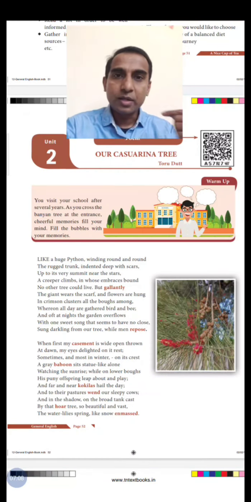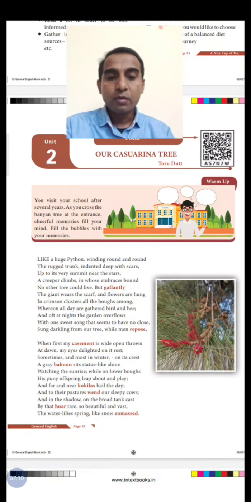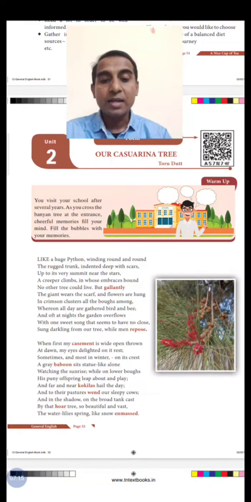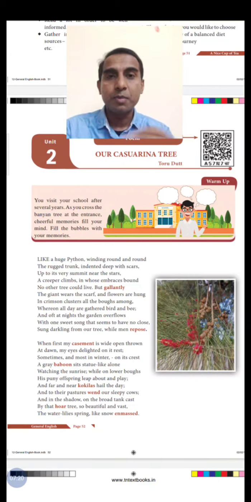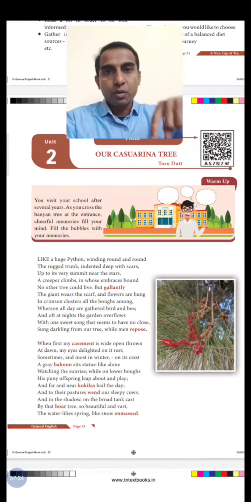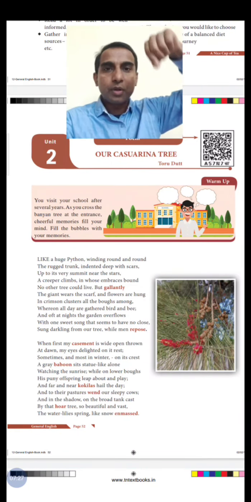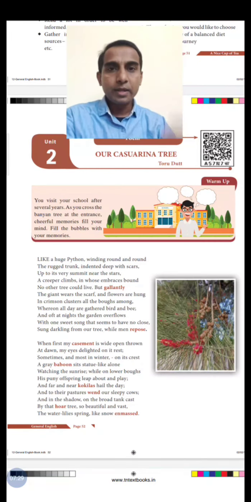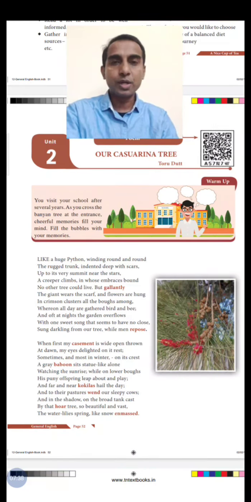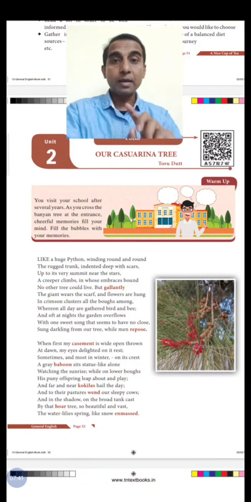Python is a kind of snake, which goes round and round, winding round the rugged trunk, indented deep with scars, up to its very summit near the stars, a creeper climbs in whose embrace is bound. Now, underneath there was a creeper. A creeper goes round the tree or stick or whatever you keep it, it goes round and round. So in this Casuarina tree, there was a creeper which has grown from beneath, and it has gone round and round the tree's trunk. It has gone like a python.